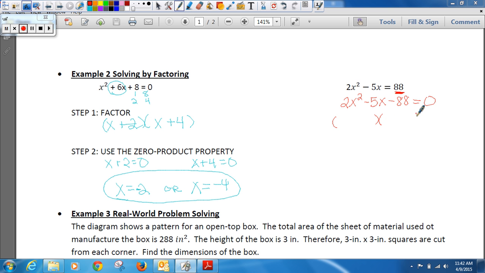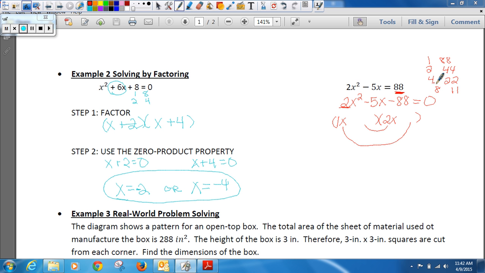Since my second sign is negative, I'm going to have different signs. My factors of 2 are only 1 and 2, so I'm going to do 1x and 2x. Factors of 88, there's quite a few, so I have to do 1 and 88, 2 and 44, 4 and 22, and 8 and 11. And when I check these, since they're going to be different signs, I need these two to subtract and give me negative 5.